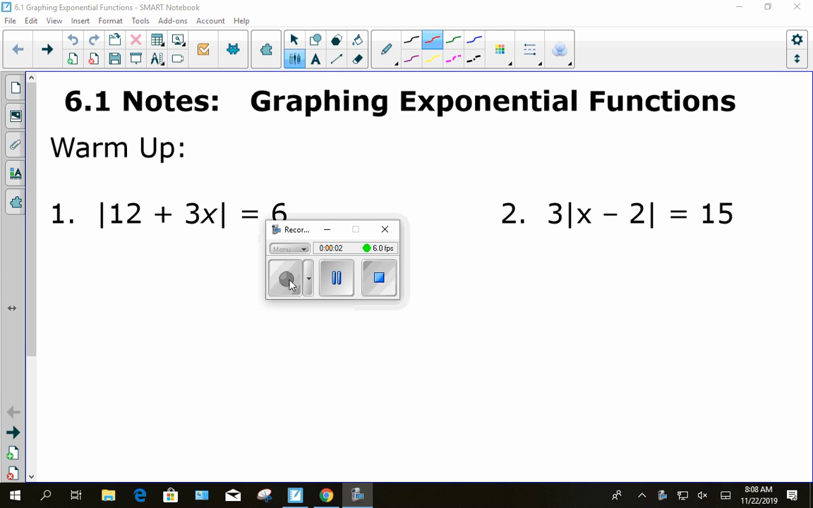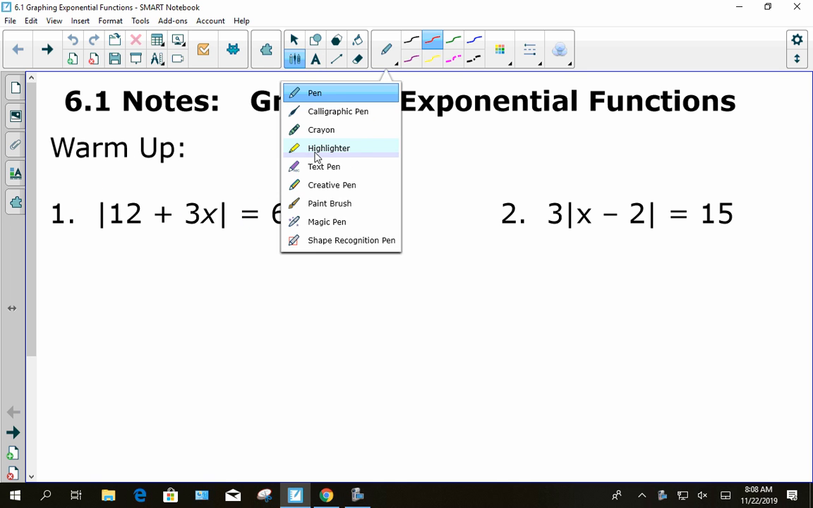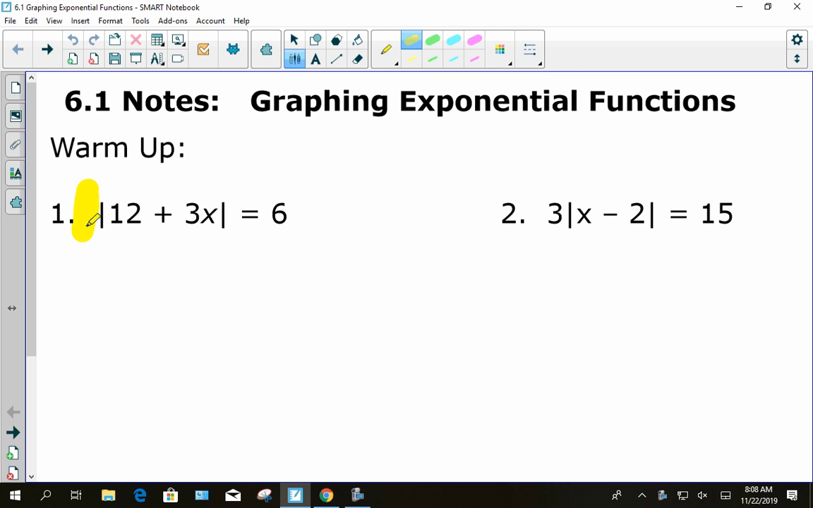Okay, this is 6.1. This is the last unit before Christmas break. So let's go over how to solve absolute value. You have to have nothing outside the absolute value. There's nothing outside the absolute value on this one, so this one we can just solve.